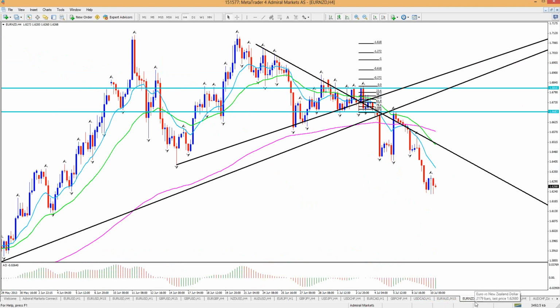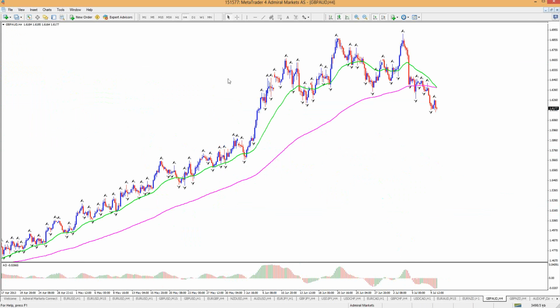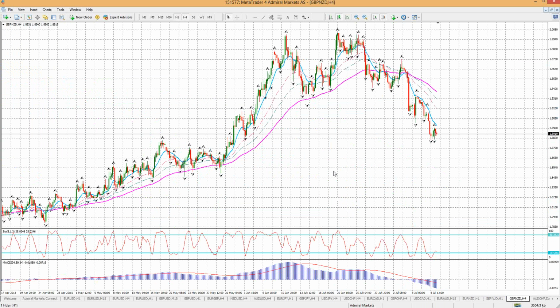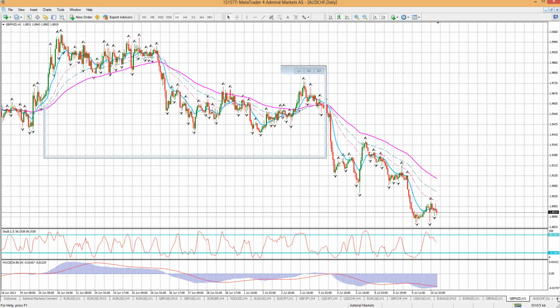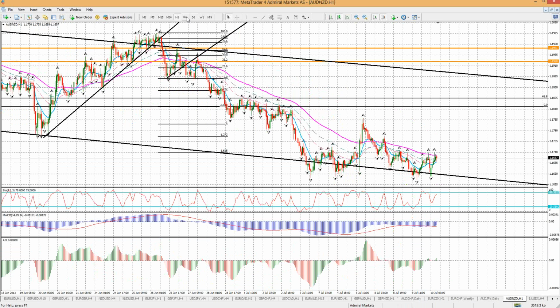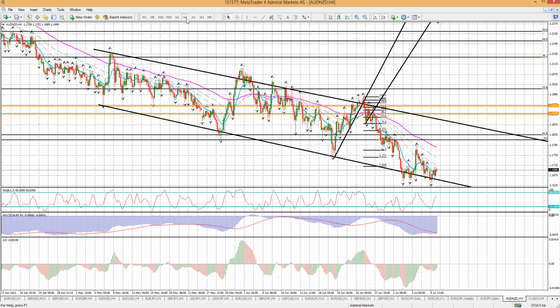Euro New Zealand, that's already in a downtrend, just waiting for a pullback. Same for the pound odd, although that has divergence. Same for the pound New Zealand as well. This is the odd New Zealand. Let's take a look. Just missed the zero line here. That's a pity.